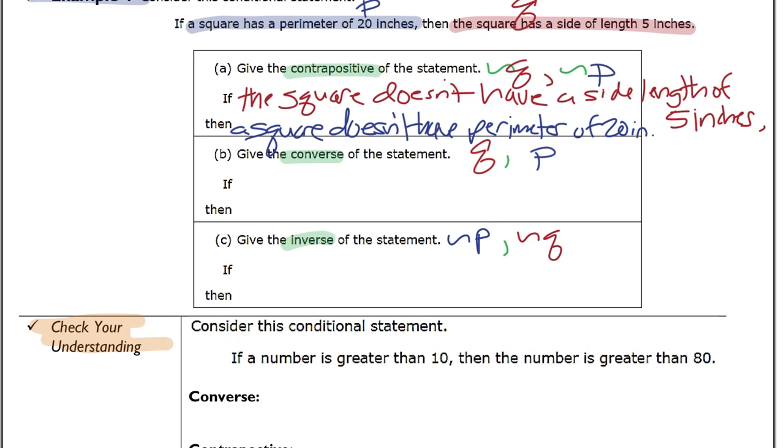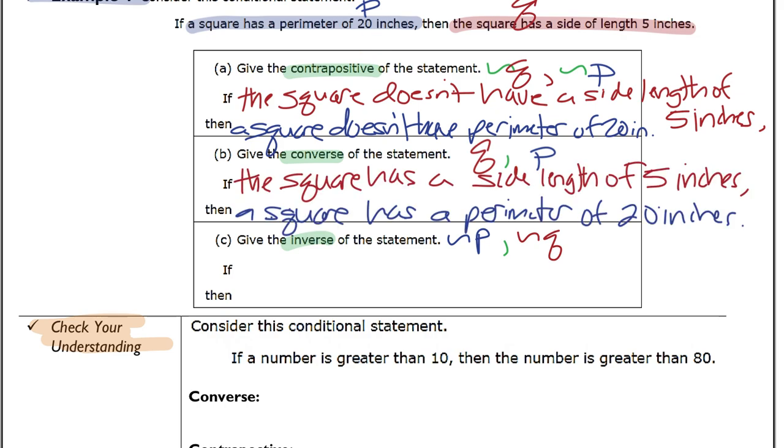So let's try the next one. The converse is just flipping them around. So now we're going to say Q and P. So we're going to say the square has a side length of 5 inches, then the square has a perimeter of 20 inches. That would be those. And then lastly is just negating them. So it's just saying not that, and then write them down. So it'd be like, if a square does not have a perimeter of 20 inches, then the square does not have a side length of 5 inches. And I'll pause that and write it down.